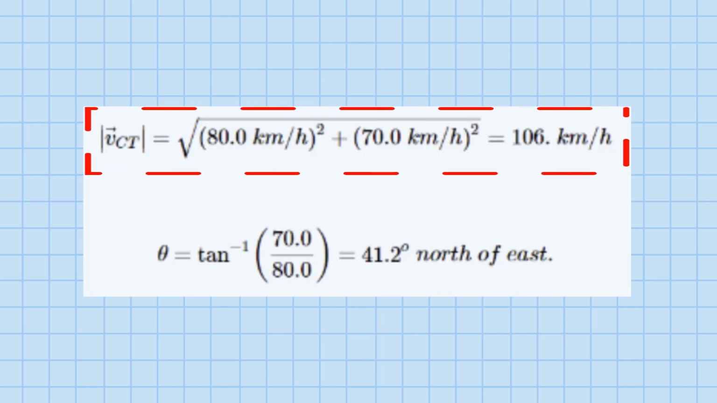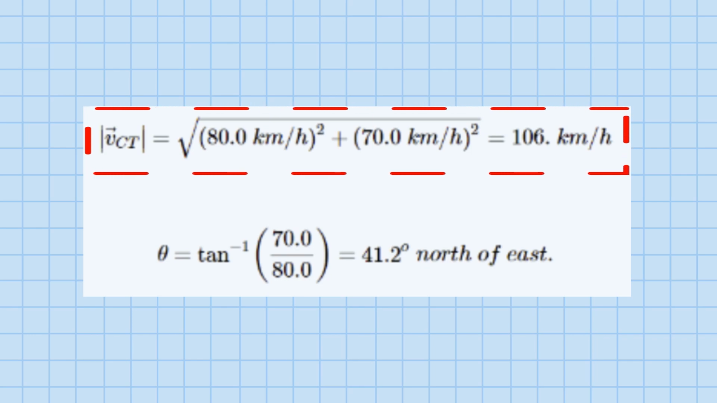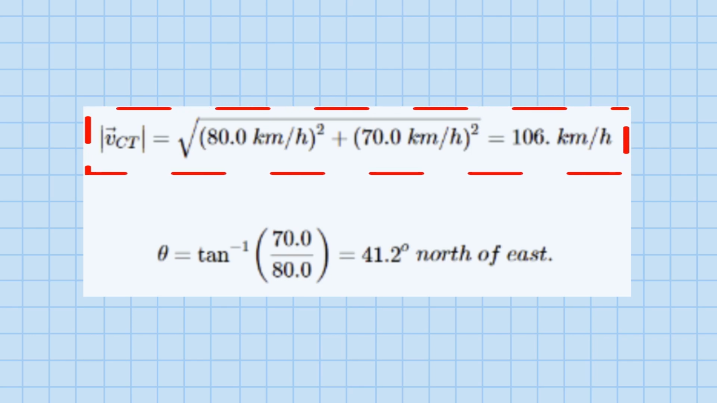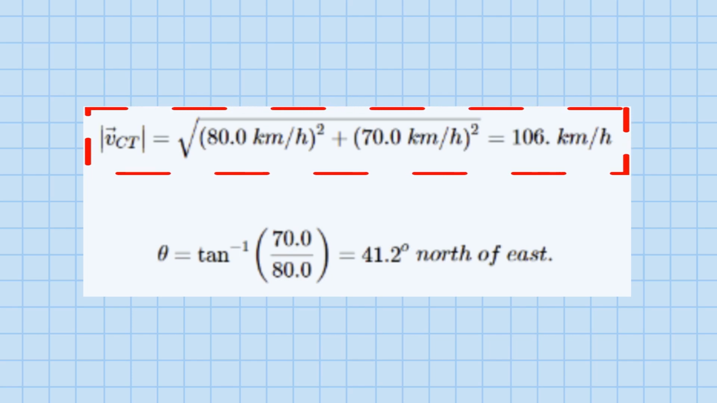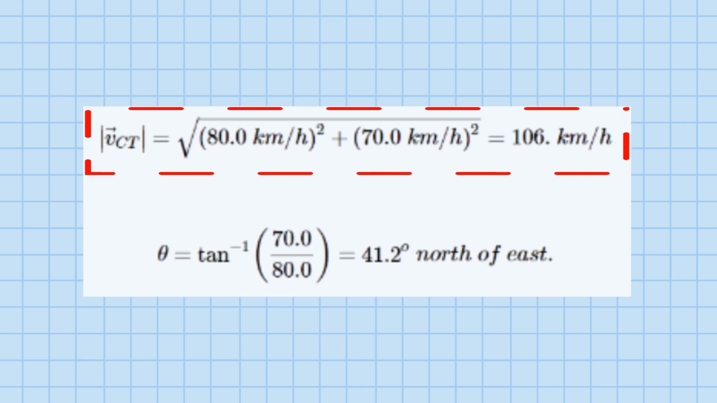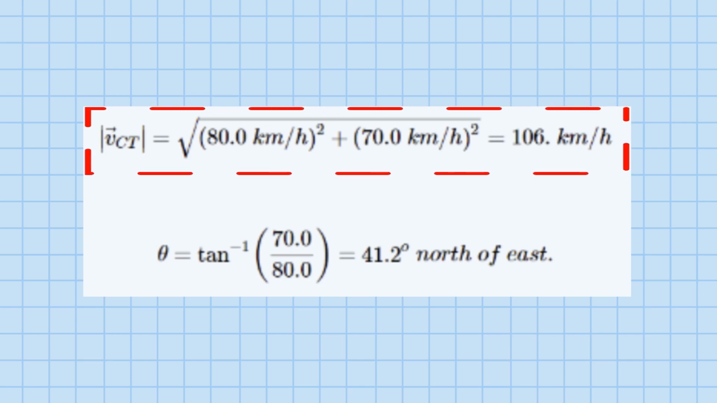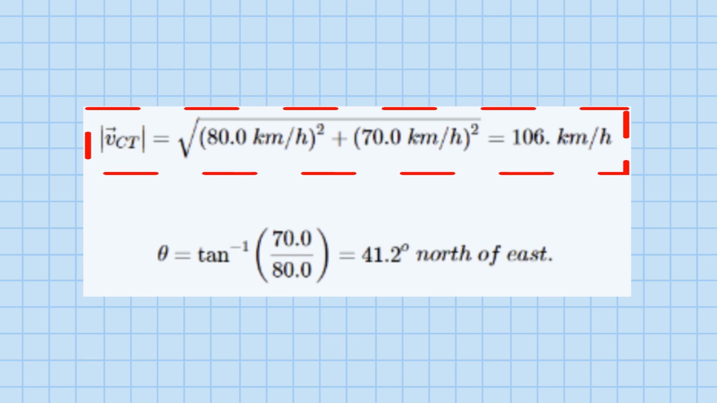So the velocity of the car with respect to the truck can be solved by getting the square root of the velocity of the car with respect to the earth squared plus the velocity of the truck with respect to the earth squared, which would give us 80.0 kilometers per hour squared plus 70 kilometers per hour squared, which results to 106 kilometers per hour.